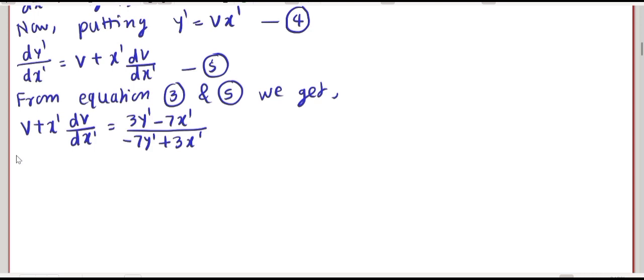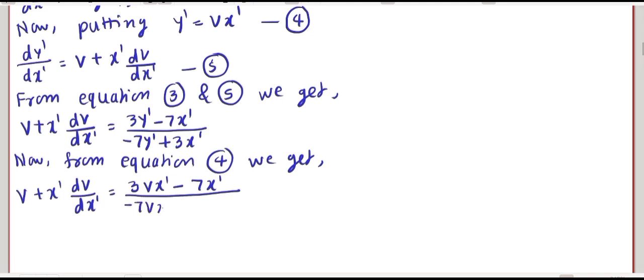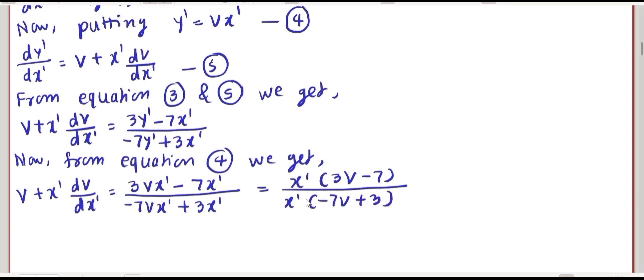So now from equation 4 we get v plus x' dv/dx' as it is, that is equal to (3vx' minus 7x') divided by (minus 7vx' plus 3x'). Taking x' common, we get (3v minus 7) divided by (minus 7v plus 3) with x' in numerator and denominator. Now x' is cancelled.